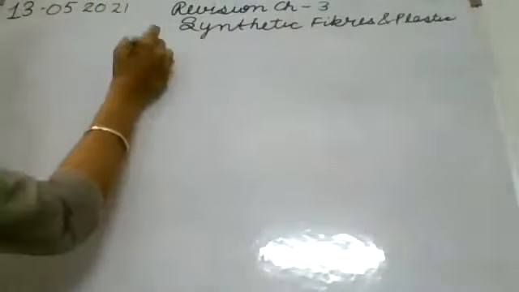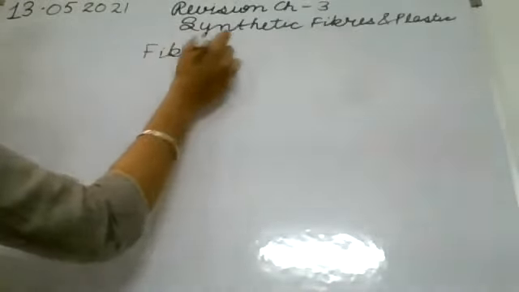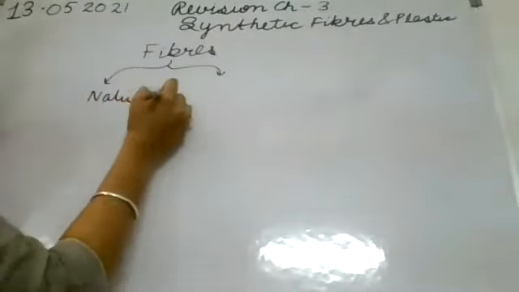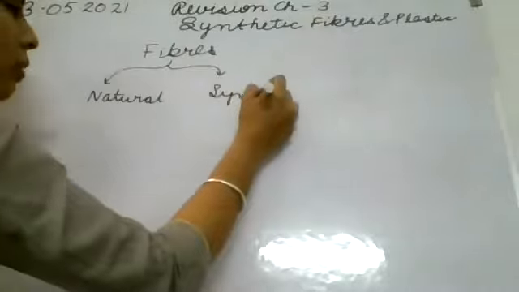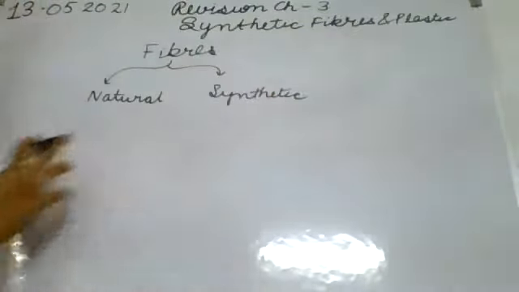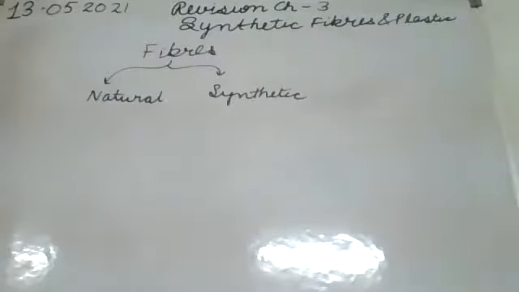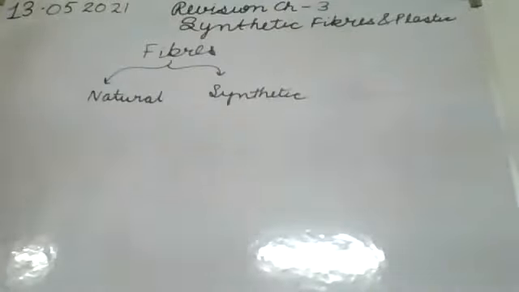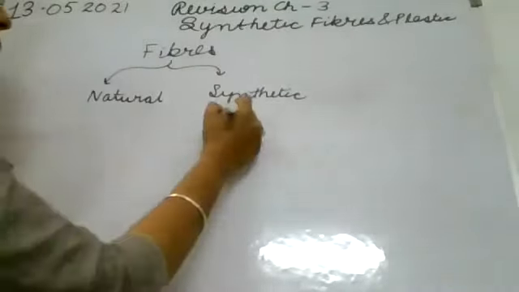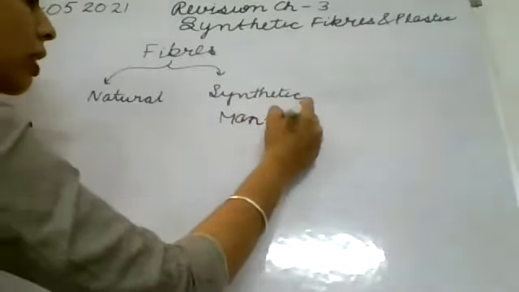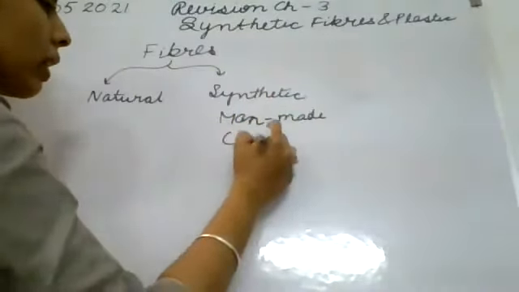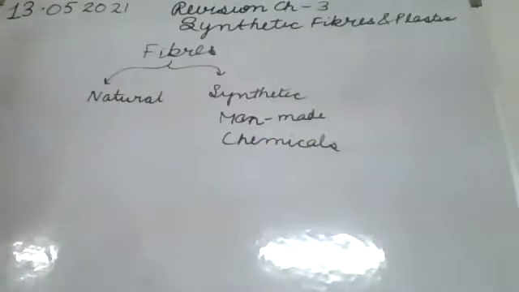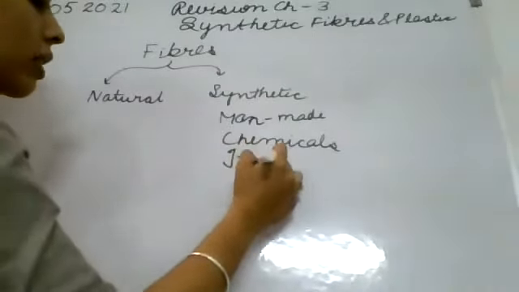Okay, firstly we all know that fibers are of two types, natural fibers and synthetic fibers. So natural fibers are those that are obtained from natural sources, and the other is synthetic fibers. Why do we call it synthetic fiber? Because these are man-made and made in factories or industries, by the use of chemicals. So they are synthetically prepared in industries or factories.